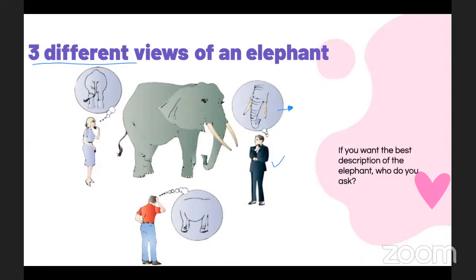The trunk. Someone said the trunk. Exactly. This is the trunk. Oh God, what did I do? I'm so sorry, guys. Okay. So this is the trunk. He's looking at the trunk. What about the guy in the red shirt? What is he looking at? Quick guess.